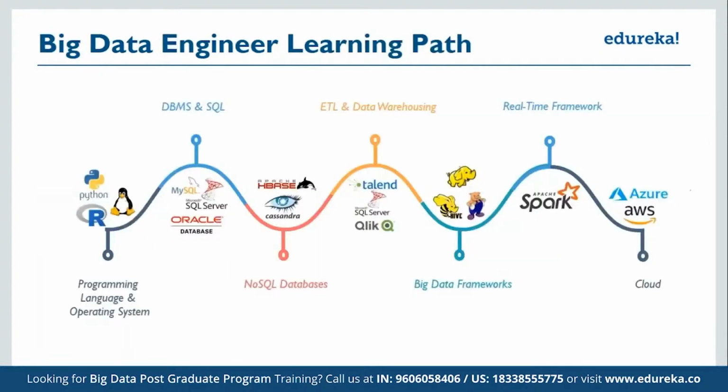So here is what I said. This is starting from one journey line to complete your journey line. What are the various things which we spoke already about? Do we have all the tools? No, but these are some of the starting points for you to understand. We spoke about programming language and operating system. We spoke about DBMS and SQL. We spoke about NoSQL databases, ETL and data warehousing, big data frameworks, real-time frameworks, and cloud.